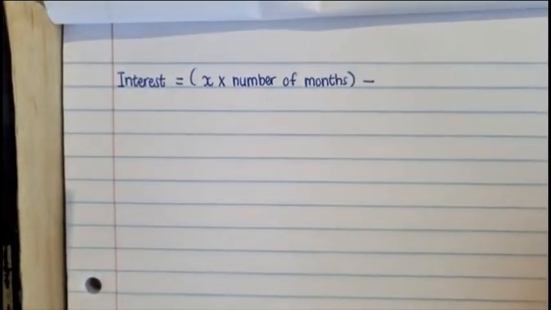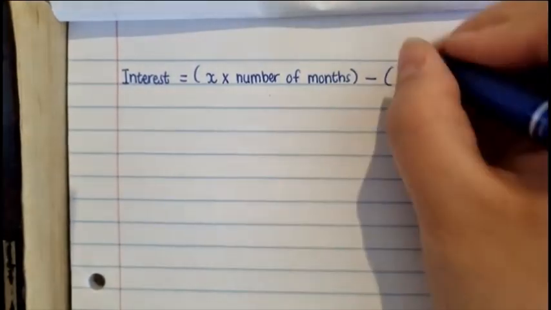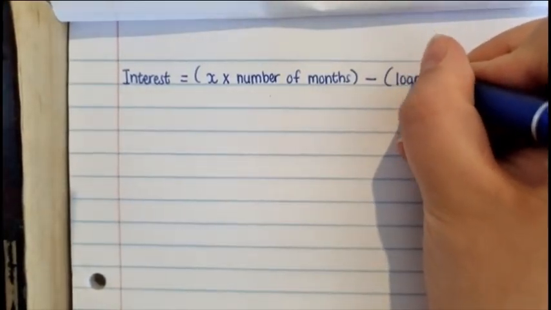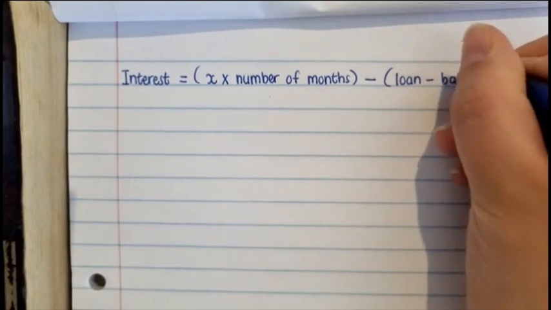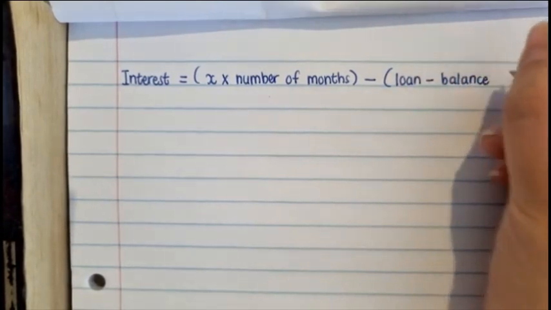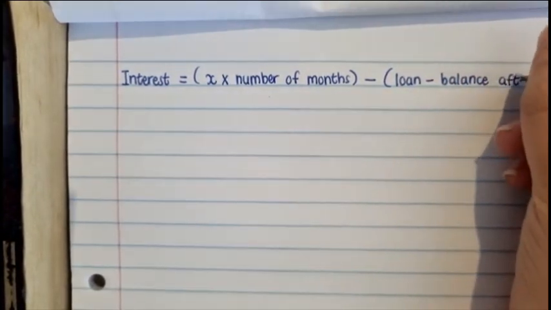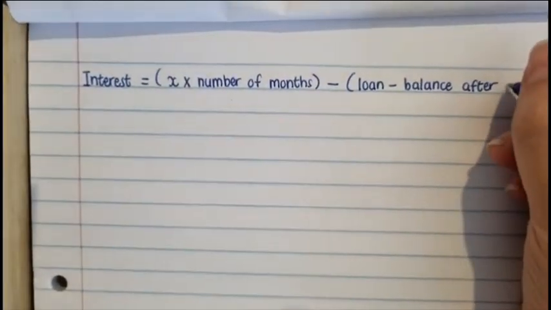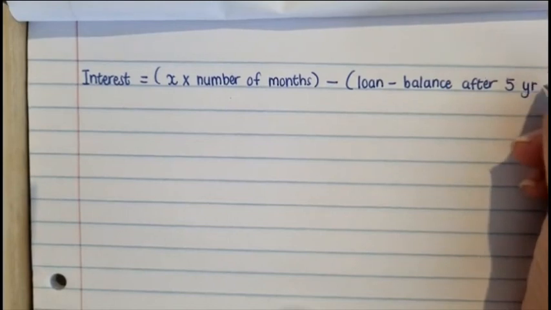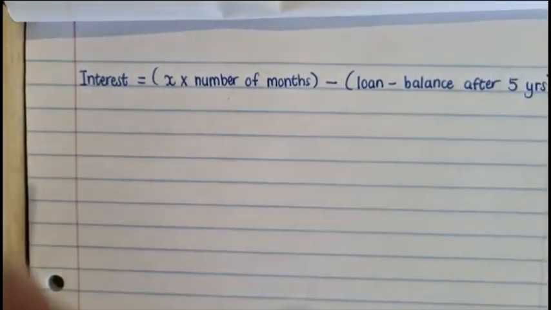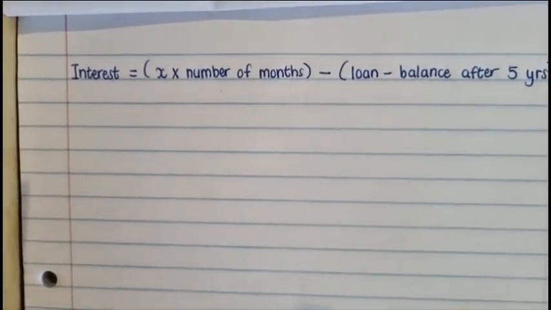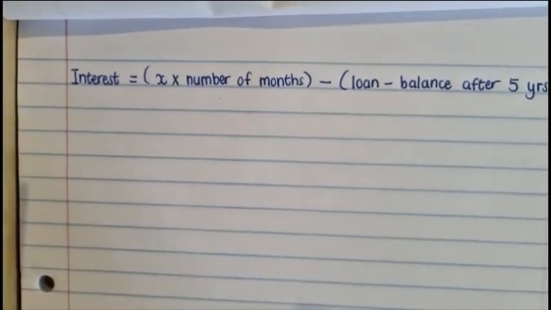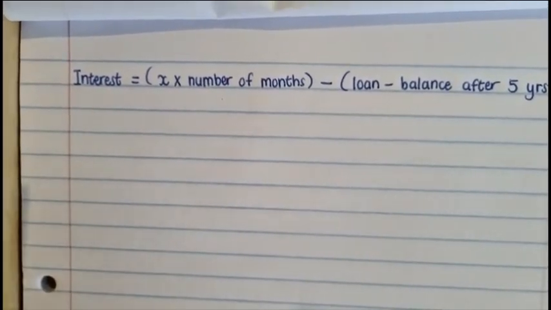Then from that, we are going to subtract the loan minus the balance after 5 years. Let me just move this up a bit. Okay, it's just a bit less writing than actually writing the separate steps like I wrote them down earlier.